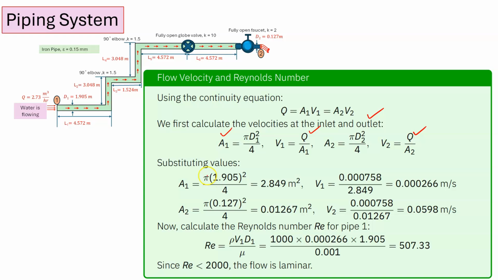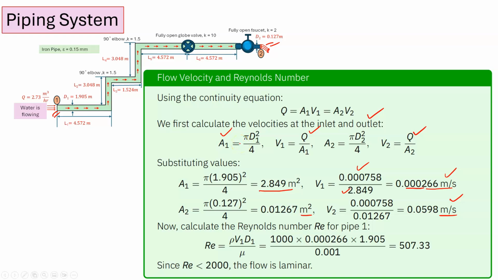So A1 is pi times 1.905 whole square by 4, that is 2.849, and V1, Q by A1, will give 0.00266 meter per second. A2 is pi into 0.127 whole square by 4, that is 0.01267 meter square, and V2 will be Q by that area, that is 0.0598 meter per second. Now after getting the velocity at point 1 and point 2, we have to calculate the Reynolds number.